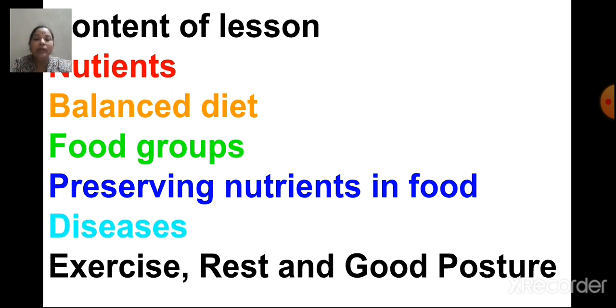Can you tell me why food has been divided into food groups? Yes, food has been divided into various food groups to make the selection of a balanced diet easier. So that if you have food from each of the groups every day, it will make your diet a balanced diet. Now we will discuss preserving nutrients in food, diseases, exercise, rest and good posture.